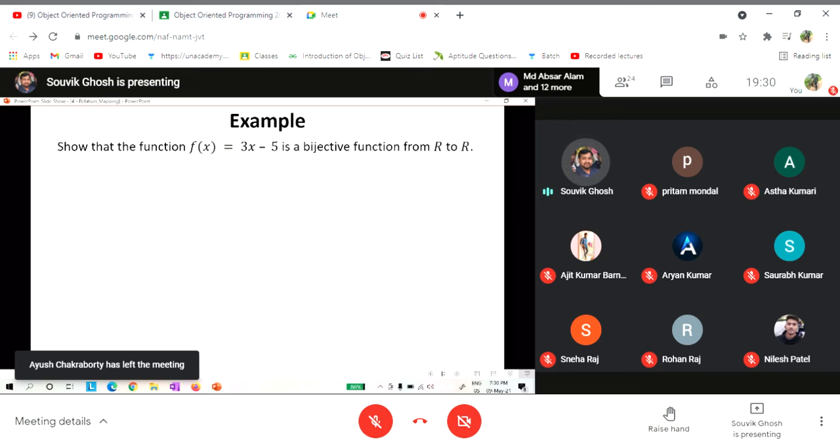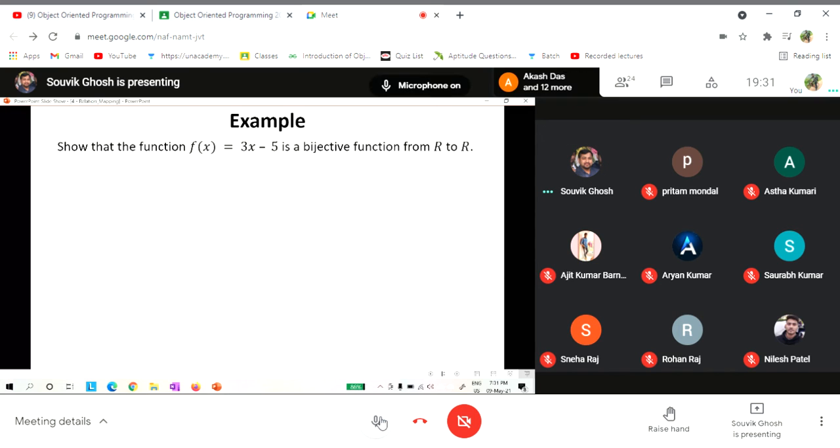So we have to show that the function f(x), which is defined as 3x minus 5, is a bijection. So how to show this? At first we have to check whether the domain of definition and the codomain have the same number of elements. So from where to where are we actually defining? Can you please tell me what the domain and the codomain are here? Can anybody tell me what the domain and the codomain are in this function?